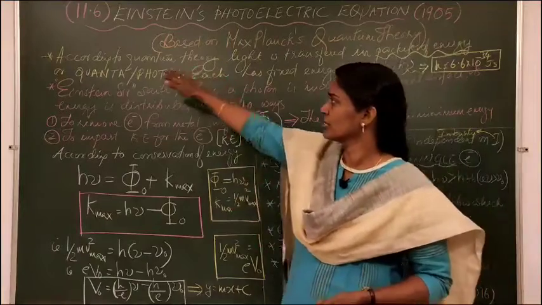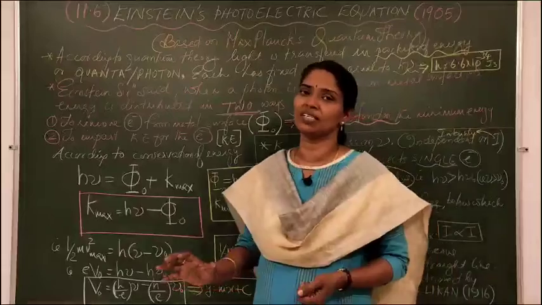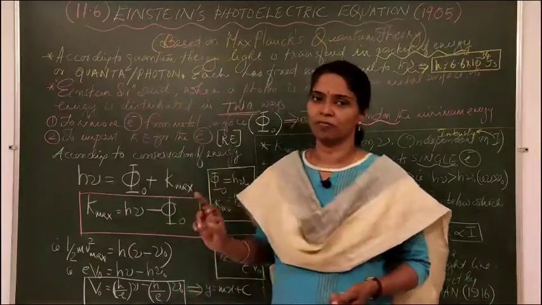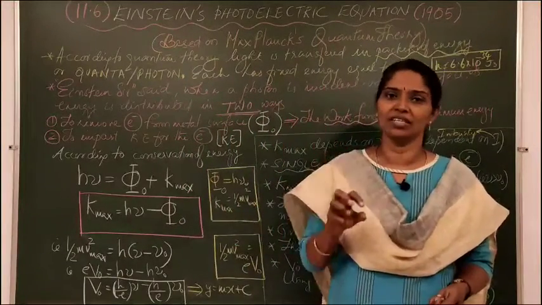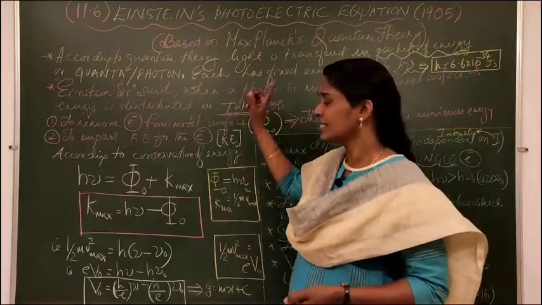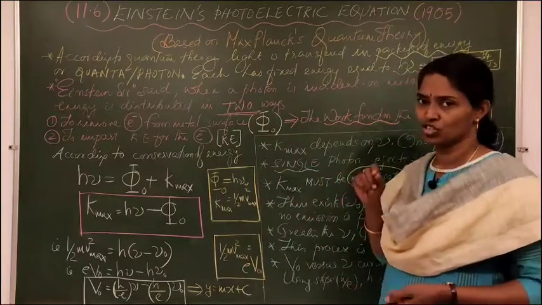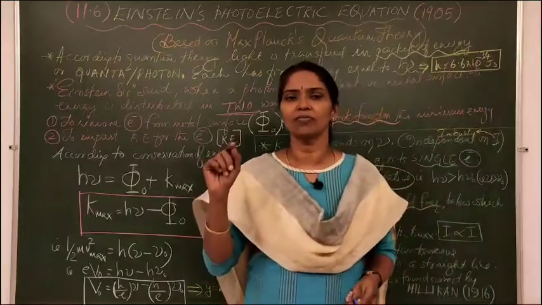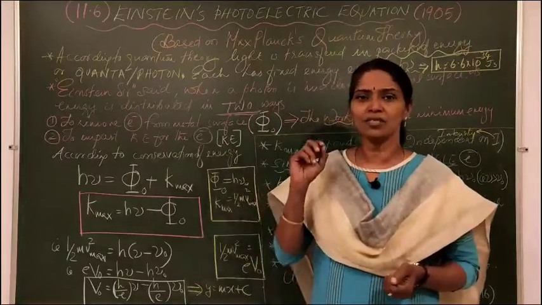Now, what is Max Planck's quantum theory? According to the quantum theory, light is transferred in packets of energy. Those packets were named quanta or photons. Each quantum, or each packet, has an energy equal to h nu, where h is Planck's constant, the value 6.6 times 10 to the power minus 34 joule second. So that was Max Planck's quantum theory.